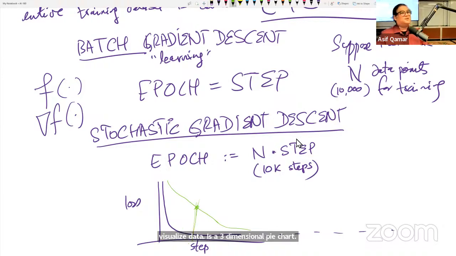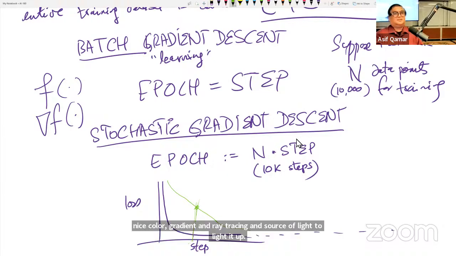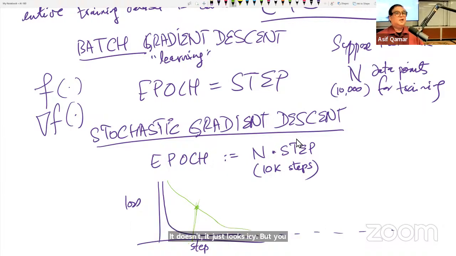Because the third dimension contributes nothing, especially if you add a nice color gradient, ray tracing, and a source of light to light it up, it just looks like eye candy. But it actually is a distraction, because the third dimension is not contributing anything. So one of the things is the information to ink ratio. So he doesn't even like pie. You notice that in modern visualization, pie charts are disappearing.